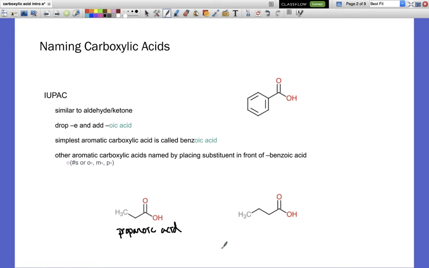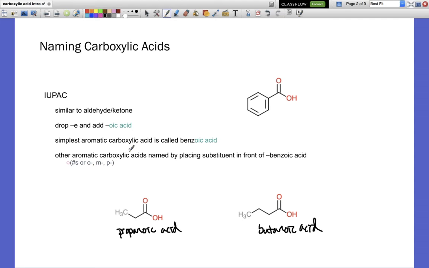So naming for these carboxylic acids is similar to aldehydes and ketones. Just drop the E at the end, add a new ending. For aldehydes, it was Al. For ketones, it was ONE. For carboxylic acids, it's this oic acid that you need to add. Otherwise, it's fairly simple. This one over here with 1, 2, 3, 4 carbons would just be called a butanoic acid. It was a butane. I dropped the E and add oic acid to the end.